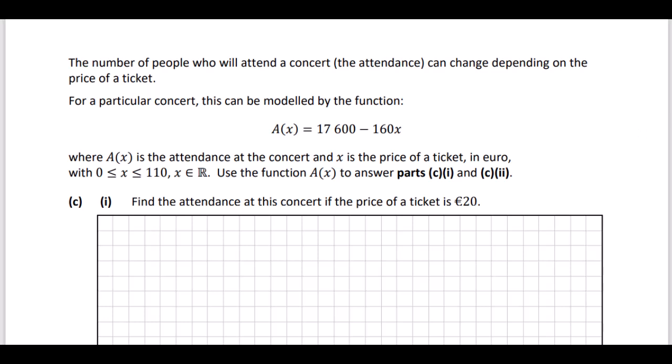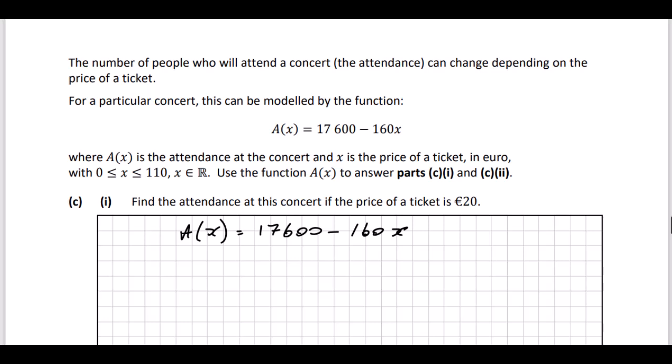The attendance at a concert can change depending on the price of the ticket. For a particular concert, this can be modeled by the function a of x. So we have a of x is equal to 17,600 minus 160x, where a of x is the attendance at the concert and x is the price of the ticket in euros. x is between 0 and 110 euros. x is real. Use the function a of x to answer parts C1 and C2.